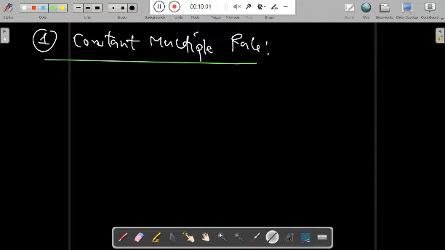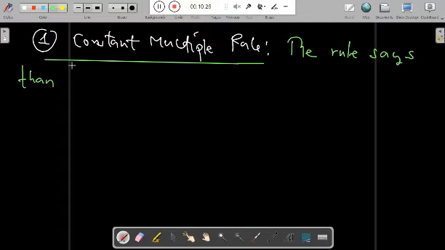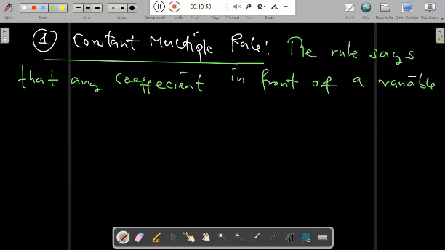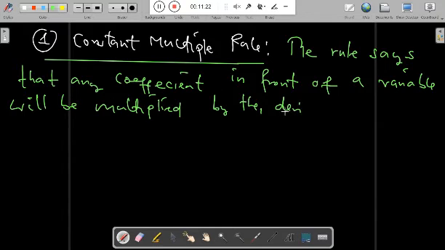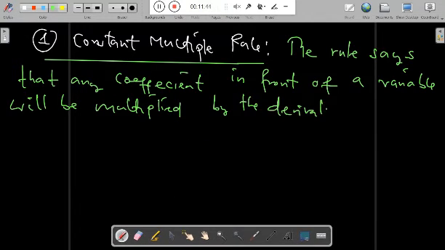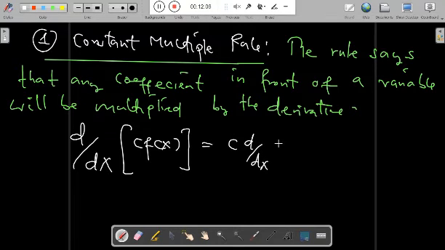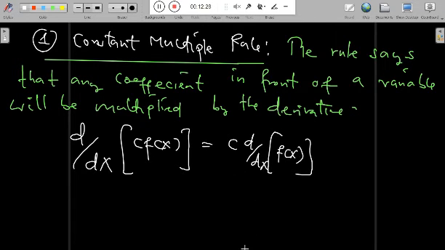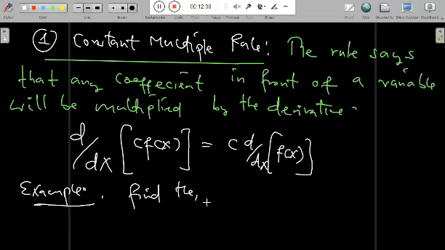Let's begin with the first rule, the constant multiple rule. This rule says that any coefficient in front of a variable will be multiplied by its derivative. For example, d over dx of c times f of x is equal to c times d over dx of f of x.